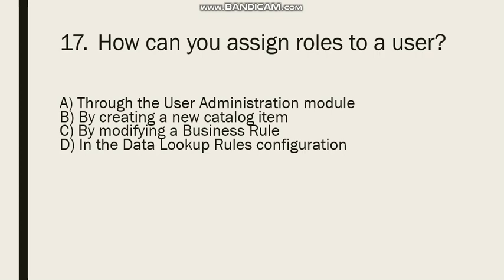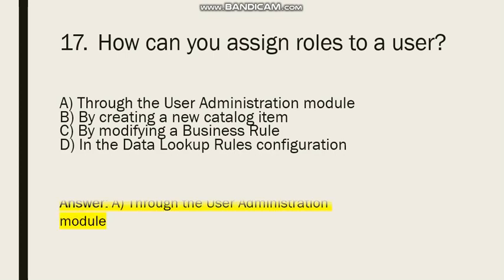17. How can you assign roles to a user? A. Through the user administration module. B. By creating a new catalog item. C. By modifying a business rule. D. In the data lookup rules configuration. Answer. A. Through the user administration module.